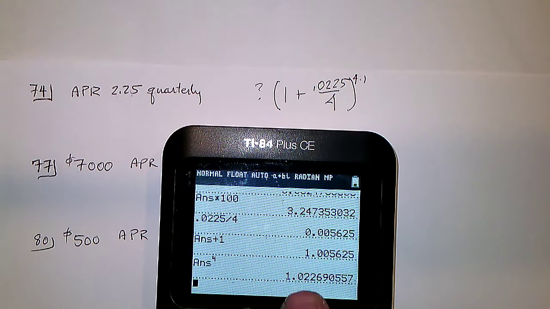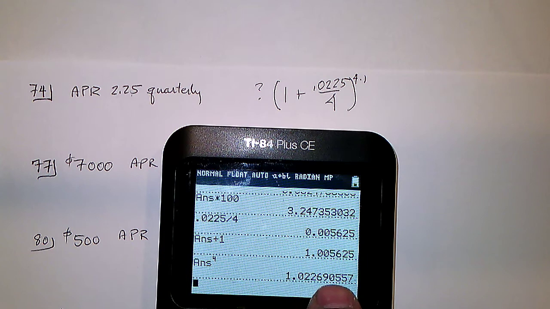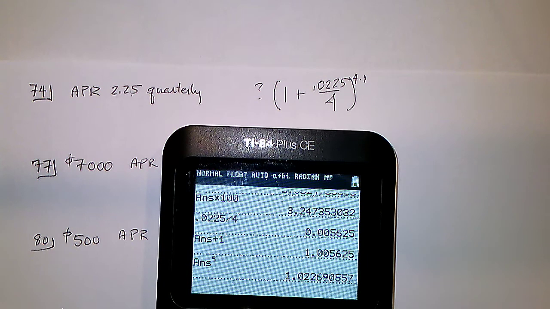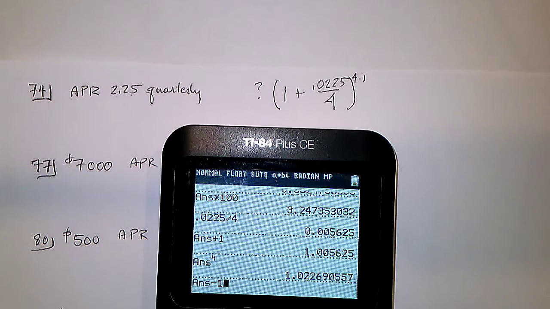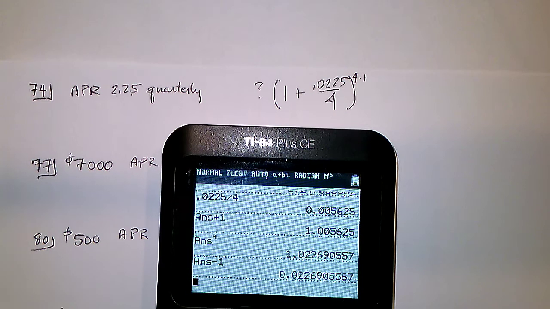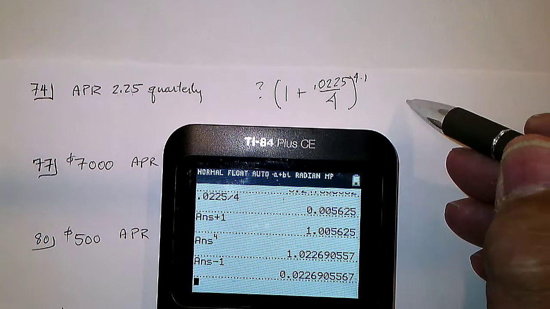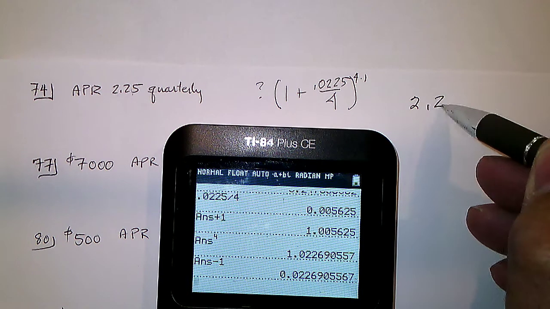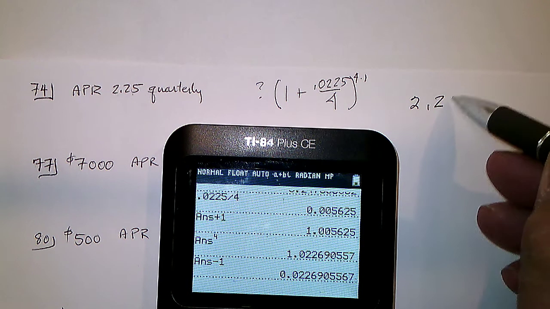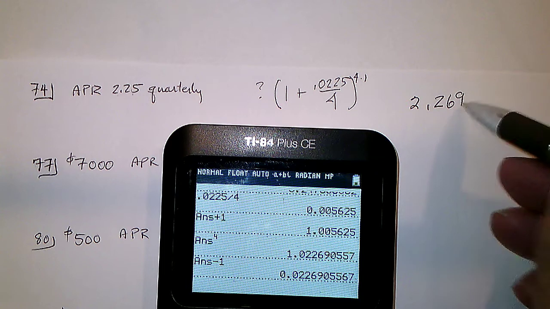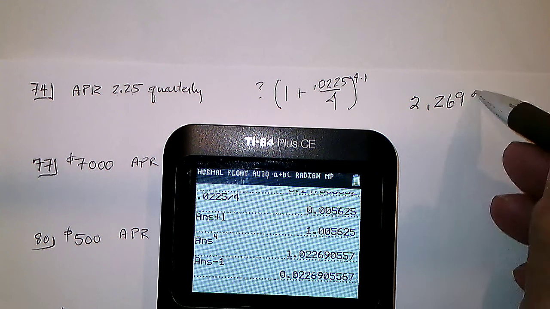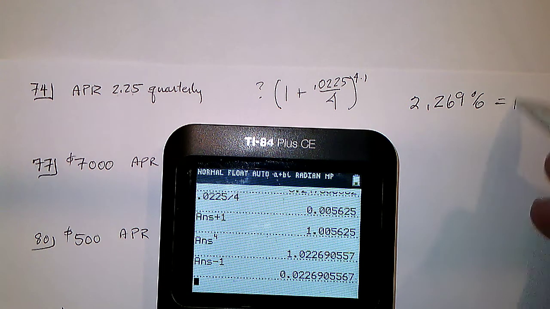Now the annual percentage yield is the decimal part of this. Get rid of the 100%, minus 1. So if I change it to percent, it's going to be 2.269% is the annual percentage yield.